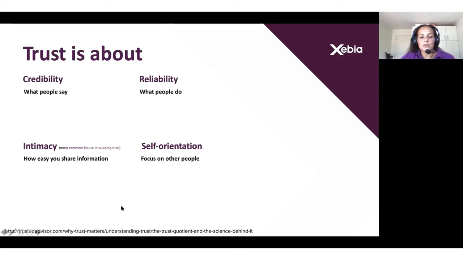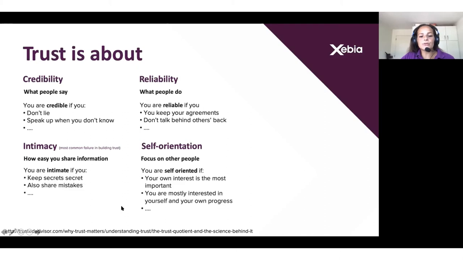It's about understanding trust. So here are some examples. You are credible if you don't lie, and if you speak up when you don't know something. So that makes you credible or not. You are reliable if you keep your agreements and don't talk behind others' backs. The level of intimacy is how easily you share information. And we say you are intimate if you keep secrets and also share mistakes. Sorry, there's a wrong word. You are not intimate if you keep secrets.